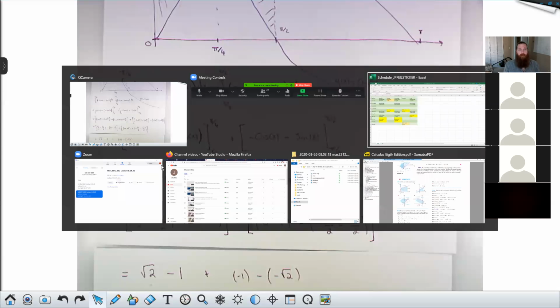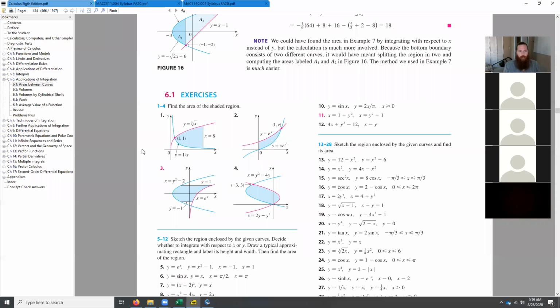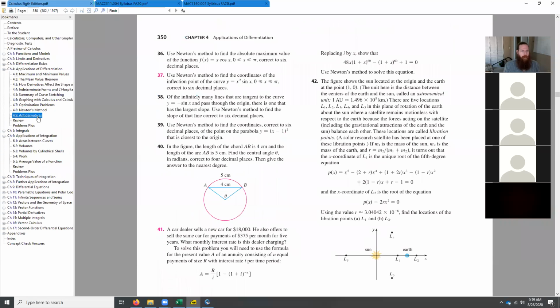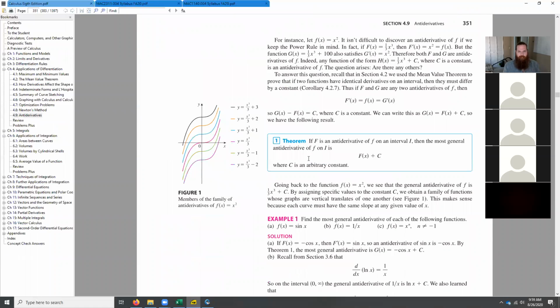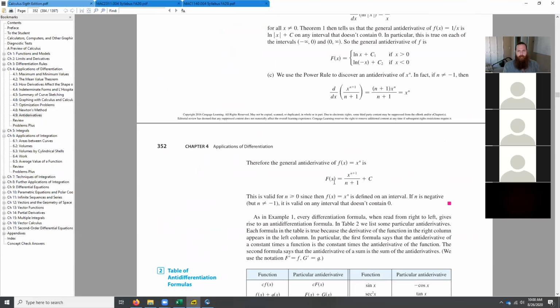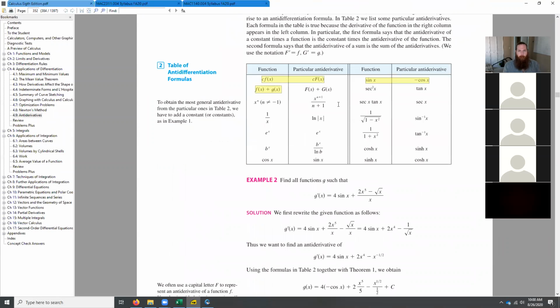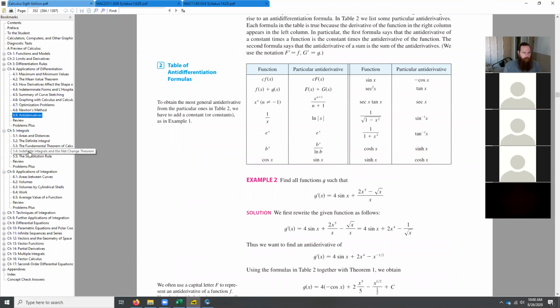So in the textbook, if you go back to section 4.9, they introduce the notion of an antiderivative, and they give you lots of examples. This table is definitely a place you should be comfy working. Don't worry too much about the hyperbolic trig, but definitely the regular trig and all the other stuff we got, know it cold.